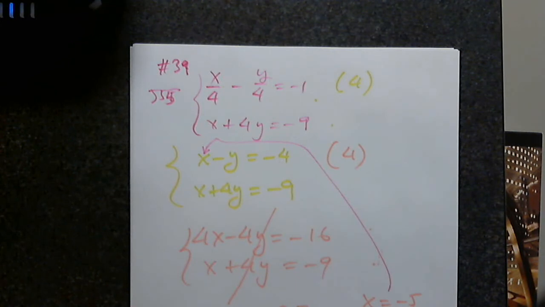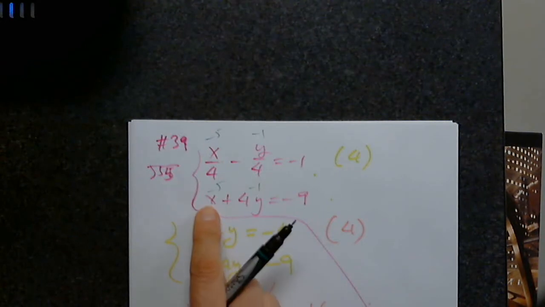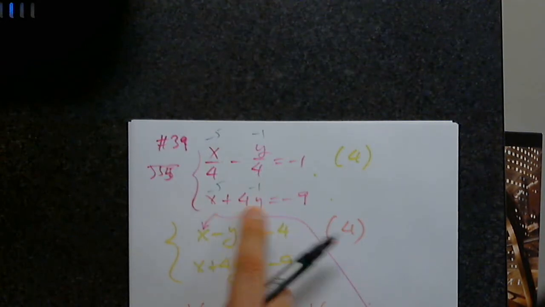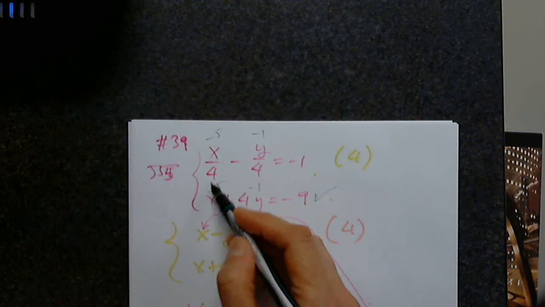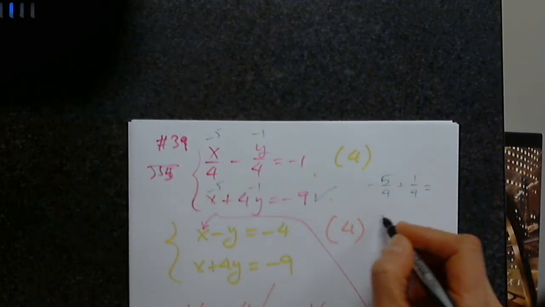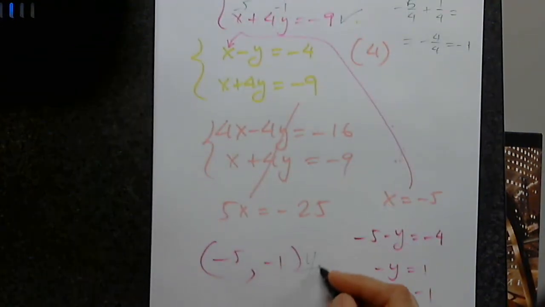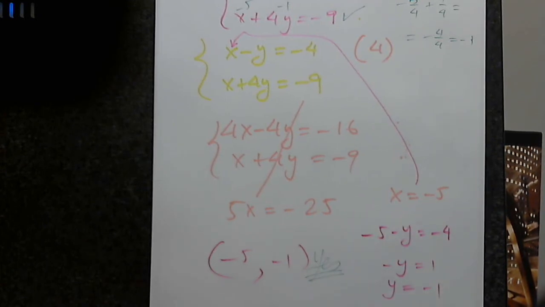So here it is. I'm checking negative 5, negative 1. Negative 5 minus 4 is negative 9, yes. Negative 5 over 4 plus 1 over 4 equals negative 4 over 4, which is negative 1, yes. So I'll say absolutely yes, and no one can find another. This is section 5.1. Any questions?